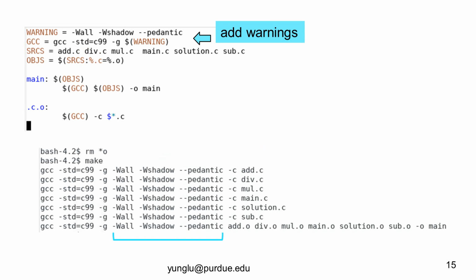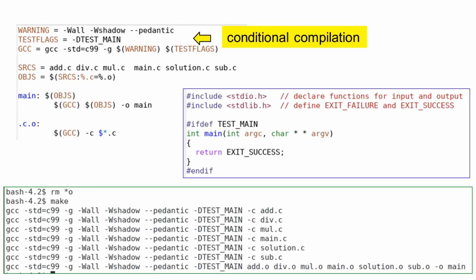Next, we add warnings into GCC by defining a symbol. The symbol is used by adding a dollar sign in front. When we type make, all GCC commands have the warning turned on. Again, we need to make only one change in the Makefile, and this change is effective for every GCC command. Our next change defines the symbol for conditional compilation.